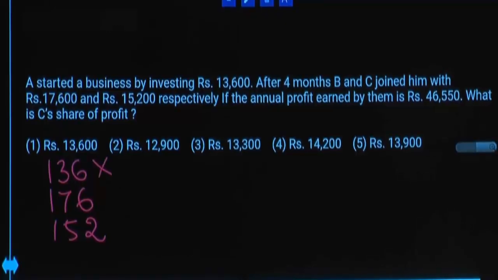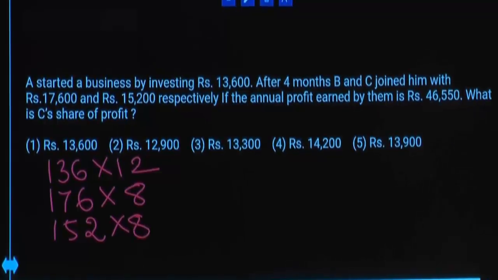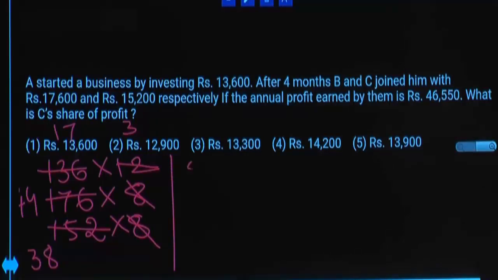A started, so he will be there for 12 months. B and C joined after 4 months, so they will be there for 8 months. Cancellation with 8: once, 8 seven times. Cancellation with 4 again: 3 times, 4 is 44 times, 4 is 38 times. So total 17 times 3 is 51 parts, 44 parts, 38 parts.